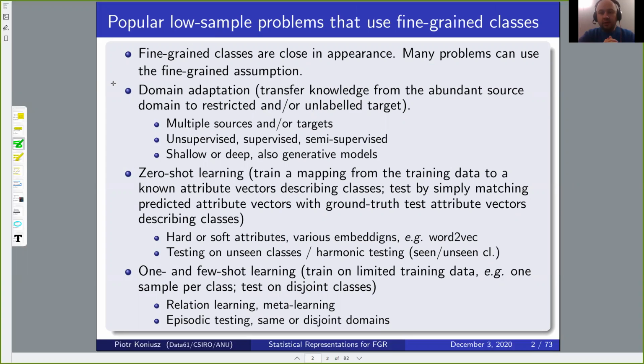Fine-grained recognition typically assumes that we have a number of classes which are seemingly very similar. It is difficult to recognize the objects belonging to fine-grained categories for an untrained eye. And problems such as domain adaptation, zero-shot learning, one and few-shot learning very often work with such data sets. So it's not only image recognition, but also other problems. And today I wanted to focus on image classification, one and few-shot learning, and also I will talk a little bit about graph classification in such a setting.